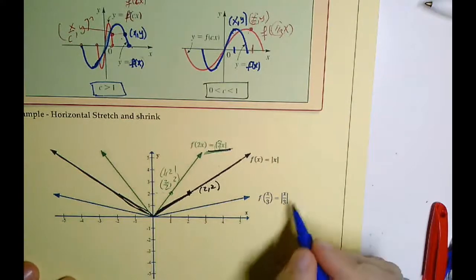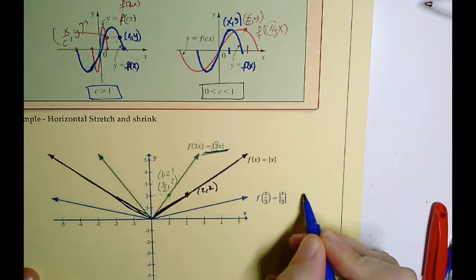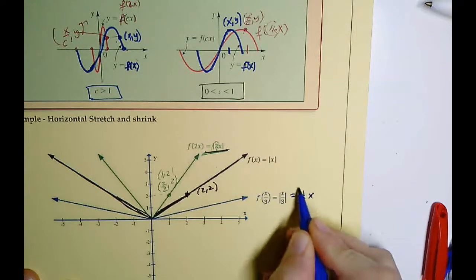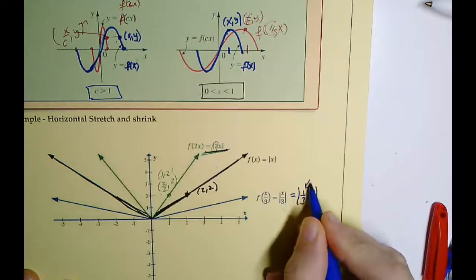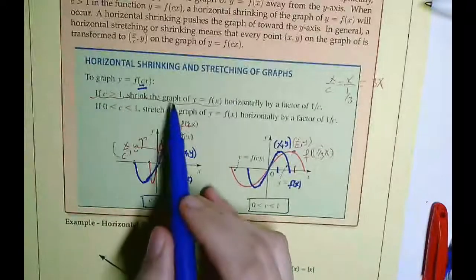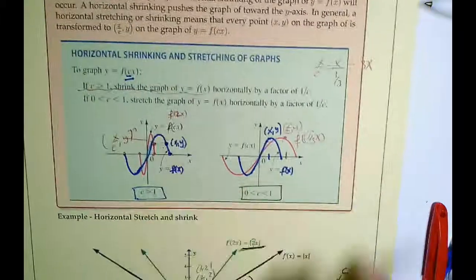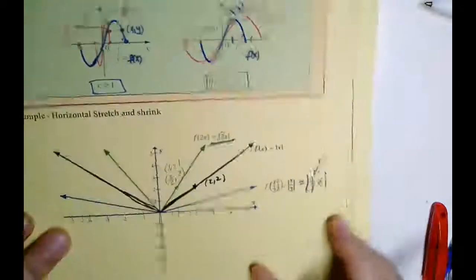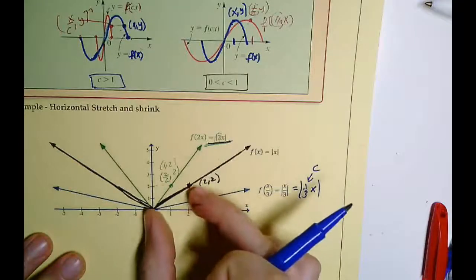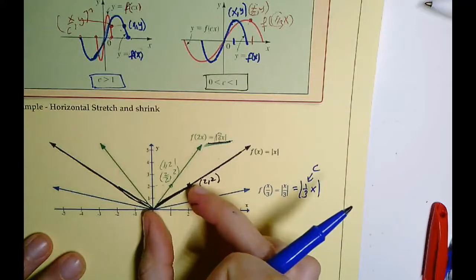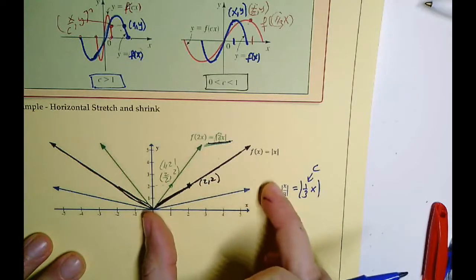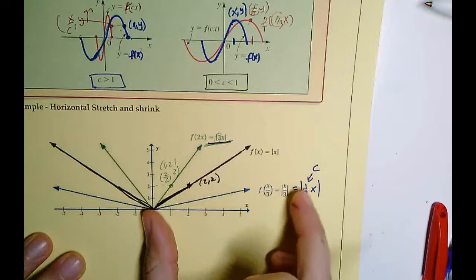Similarly, if c is a third, in this case, I can rewrite this as 1/3 times x, which means that this is my c. So if c is a constant between 0 and 1, I'm dealing with a horizontal stretch. That means I'm going to take this original function, square root of x, and stretch it horizontally by a factor of 1/3.